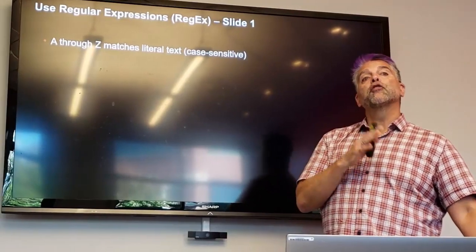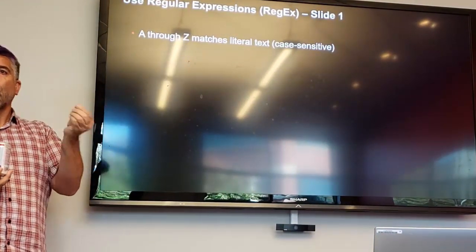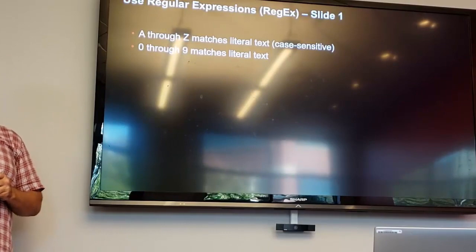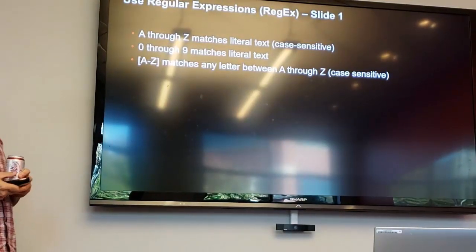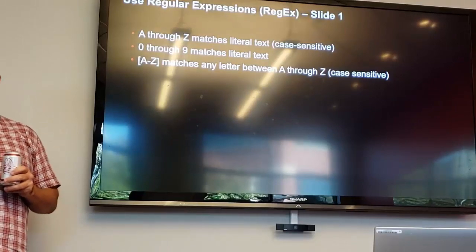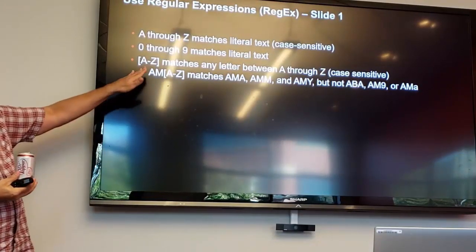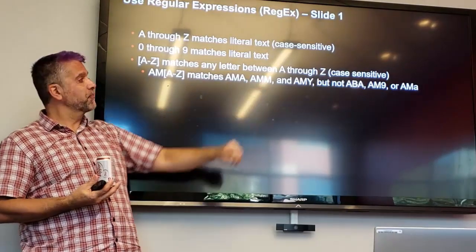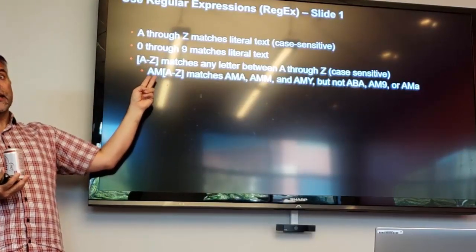When you're doing a regular expression, any time you have a letter, A through Z, that will always represent that literal letter. Anytime you have a number, 0 through 9, that will always represent that literal number. Anytime you have the bracket A-Z bracket, that will now represent any one letter from A to Z. So for example, AM followed by this would match AMA, it would match AMM, and AMY, but not ABA, because the first 2 letters have to be AM, they're literal letters.